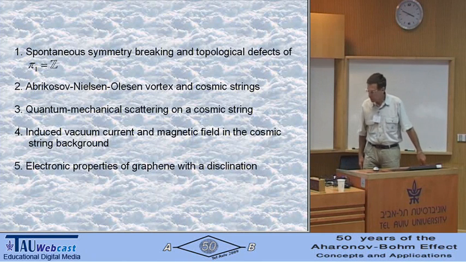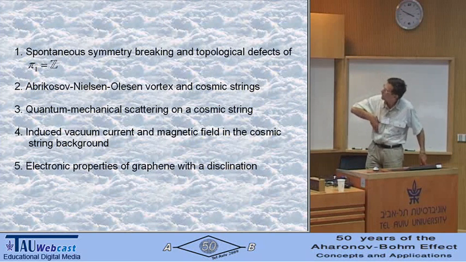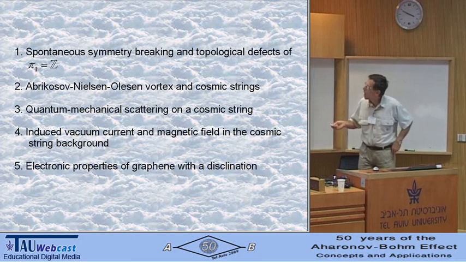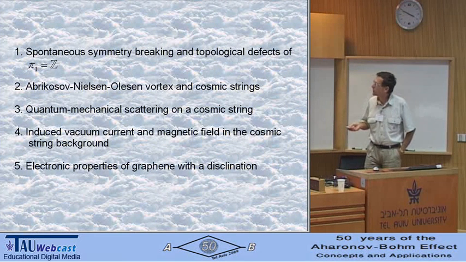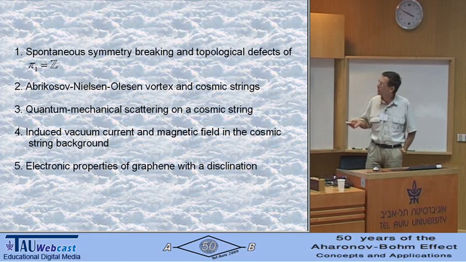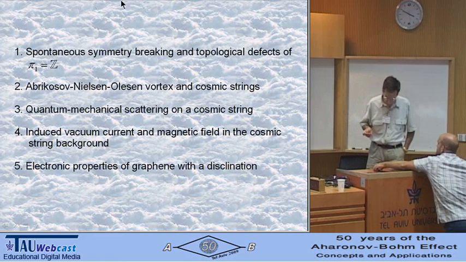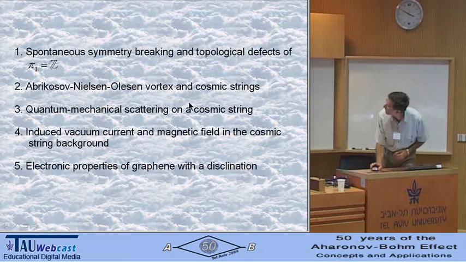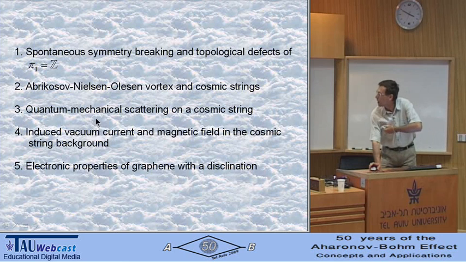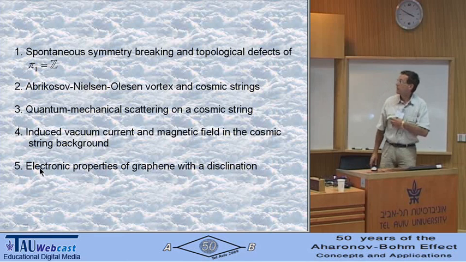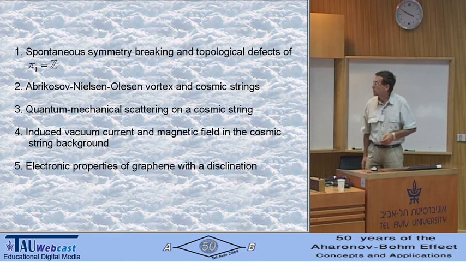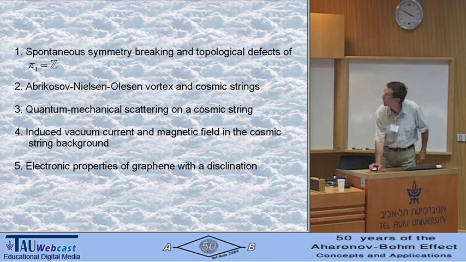And maybe therefore the application of this general consideration can be in cosmology and nanophysics. That is, in cosmology we consider the effect of cosmic strings on quantum mechanical matter and in quantum field theory, and in nanophysics we consider the effects of disclinations on the electronic properties of graphene.